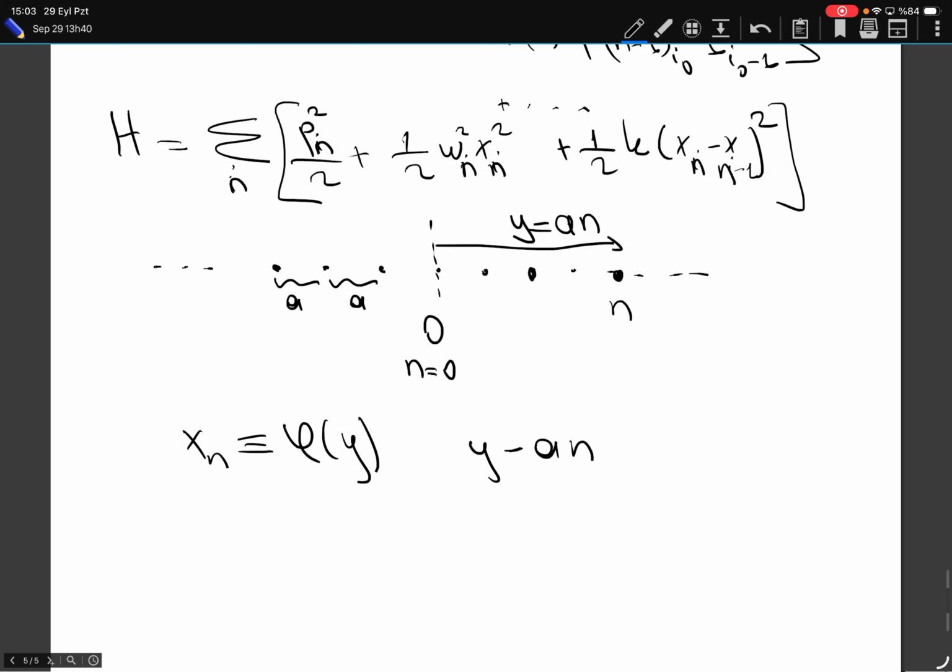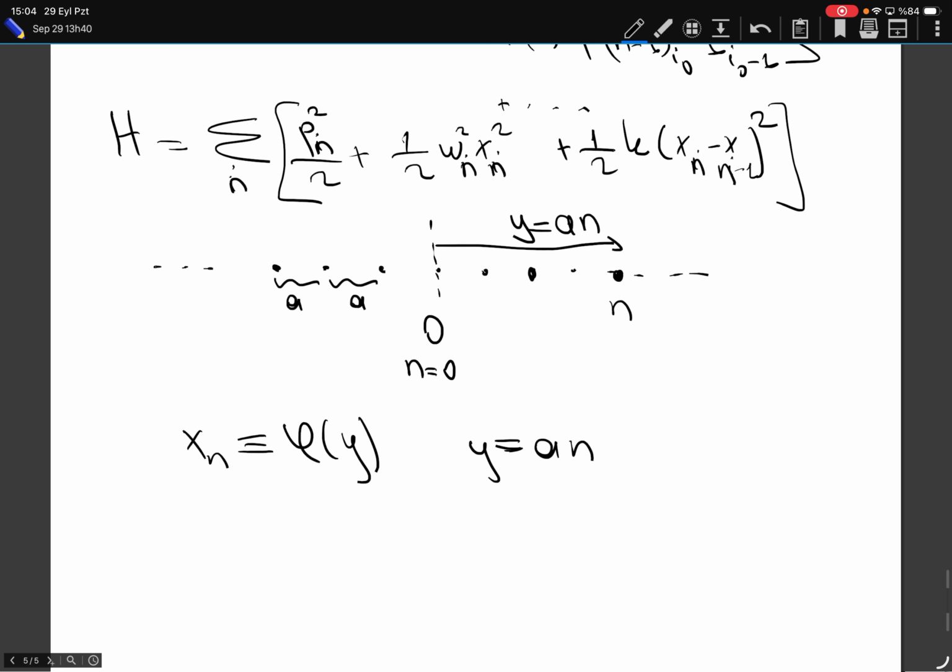Shouldn't this y equals a n change over time? Because they're vibrating, right? Remember, n is the equilibrium position. I have an oscillator oscillating around the equilibrium position, if you like. xn is the deviation of the nth oscillator. So then phi of y will be the deviation of the oscillator at the position y.